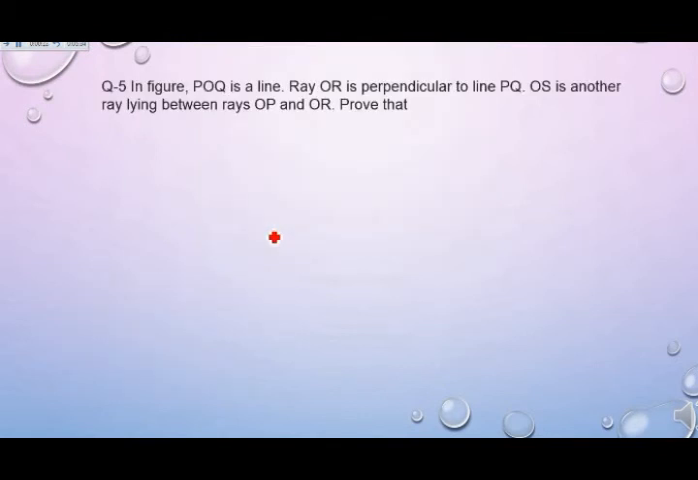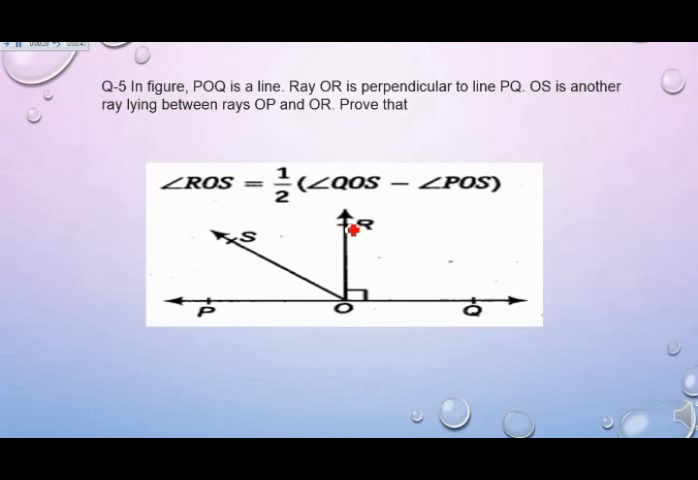Number 5. In this question, it is given that POQ is a line and ray OR, this is the ray OR, is perpendicular to this line PQ, and OS is another ray lying between OP and OR. Now we have to prove that angle ROS is equal to half of the difference of angle QOS and POS. This we want to prove.